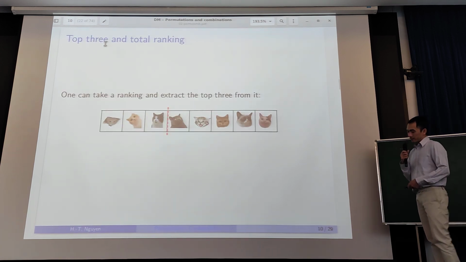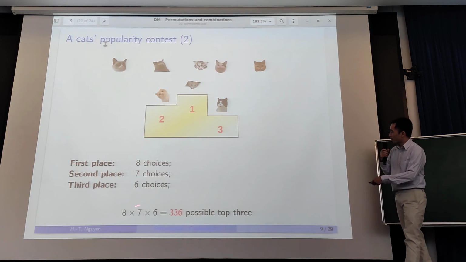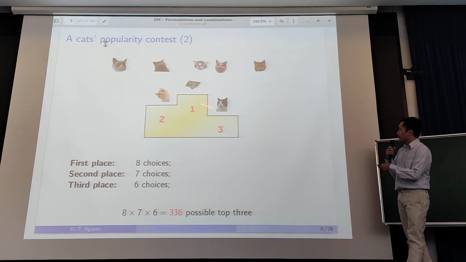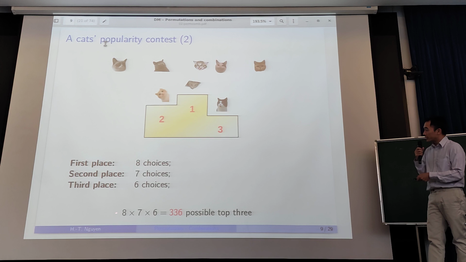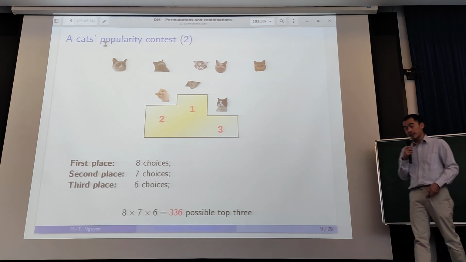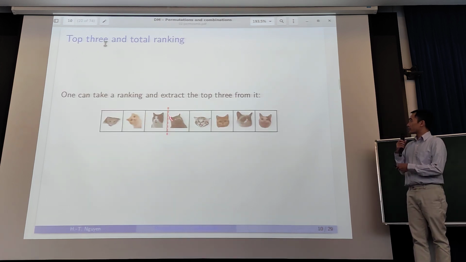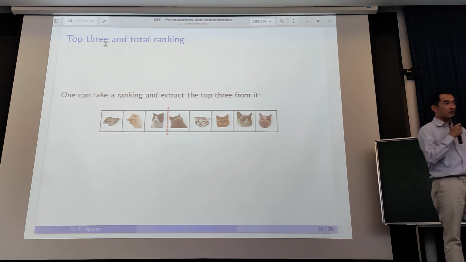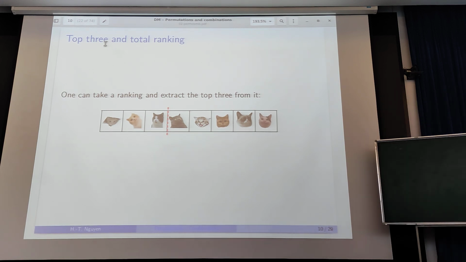So this is another way. So we have found this formula. Okay. So for the top 3, the formula is 8 by 7 by 6, and we can look at it another way. Of course, since we always count the same thing, you expect to get the same result. But this is another way to look at it.